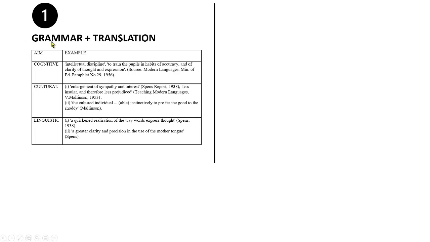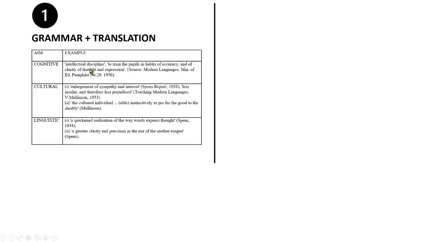For people who have an approach towards language which is basically on people needing to know the grammar, and being able to learn a language through translating from that language into their own language or from their own language into the target language, the term tends to be used grammar and translation. And often the aims behind that approach are cognitive, cultural and linguistic.